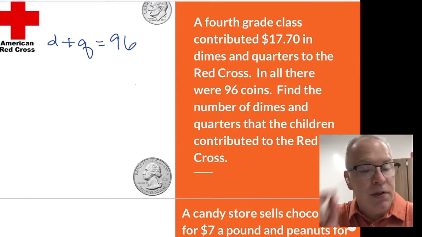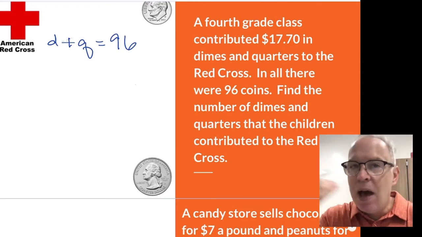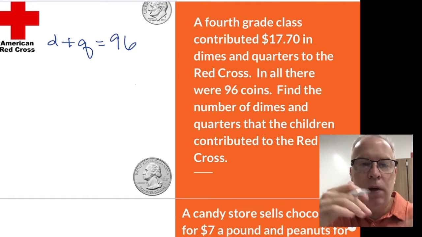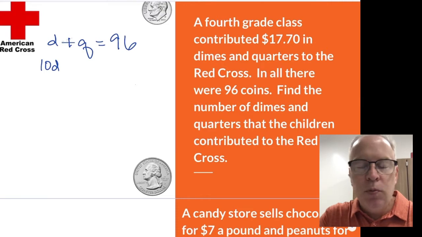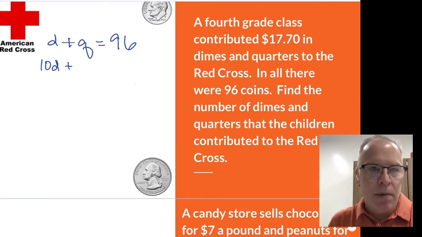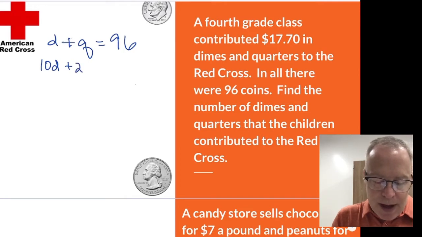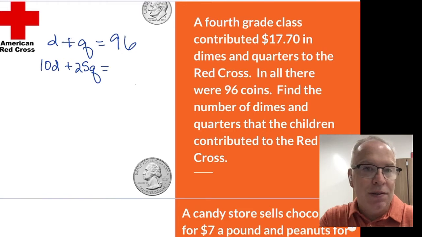Now the second equation that you need to get down on your paper is the tricky one, but it's just how you count money. A dime is worth 10 cents, so you would take the number of dimes and multiply by 10, and then using a calculator probably, you'd take the number 25 and multiply by the number of quarters, and all of that adds up to 1770.